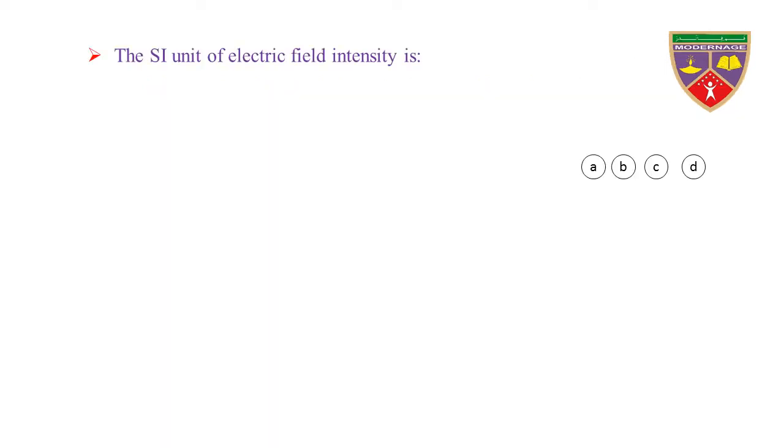The SI unit of electric field is: A, Newton per meter; B, Newton meter; C, Newton per coulomb; D, Newton coulomb. The key is Newton per coulomb. Therefore, the correct option is C.